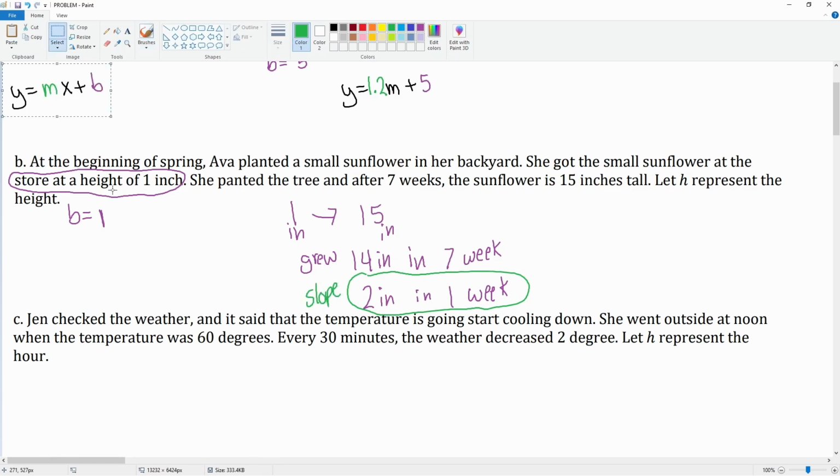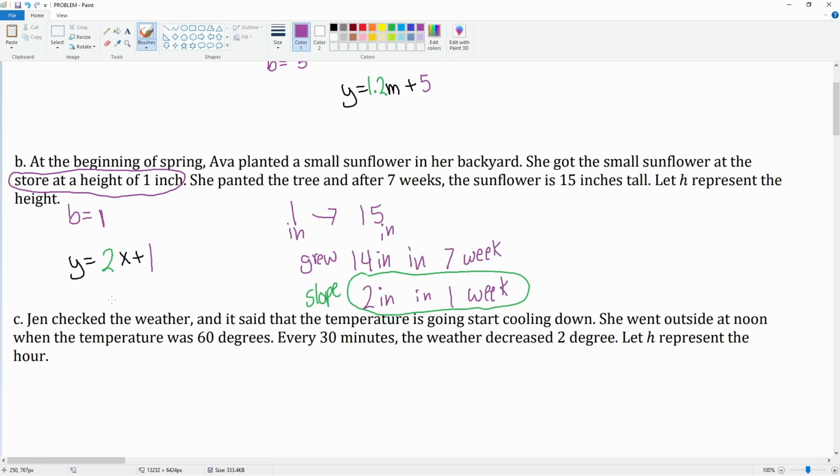So here's your equation, y equals mx plus b. That slope is going to be 2 over 1, or we can just write 2 inches per 1 week. And the y-intercept here is plus 1, right? Because when she got it, it was 1. For the first week, it was 3. Then the next week, it is 5.